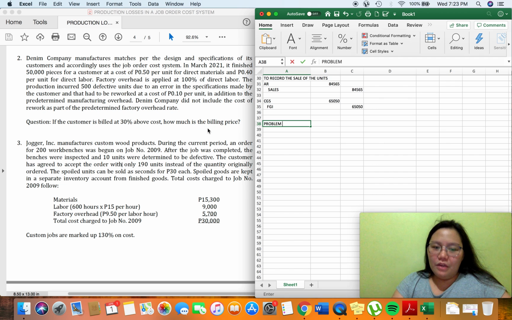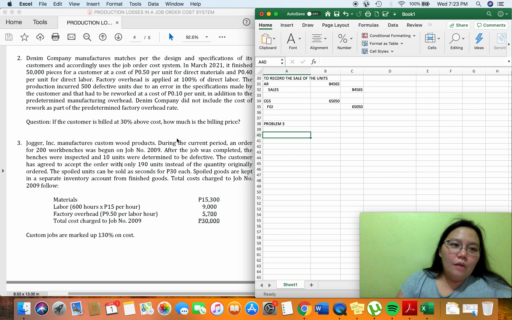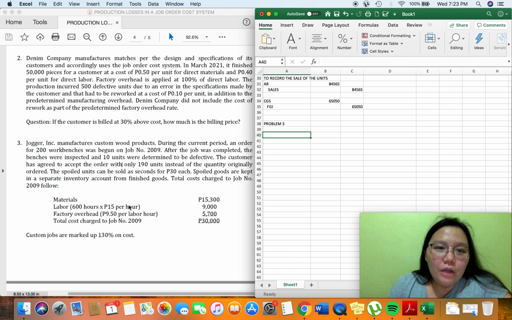Okay? So for problem 3, let us read the problem. Jogger Inc. manufactures custom wood products. During the current period, an order for 200 workbenches was begun on job number 2009. After the job was completed, the benches were inspected and 10 units were determined to be defective. The customer has agreed to accept the order with only 190 units instead of the quantity originally ordered. The spoiled units can be sold as seconds for 30 each. Spoiled goods are kept in a separate inventory account from finished goods. The total cost charged to job number 2009 are as follows.